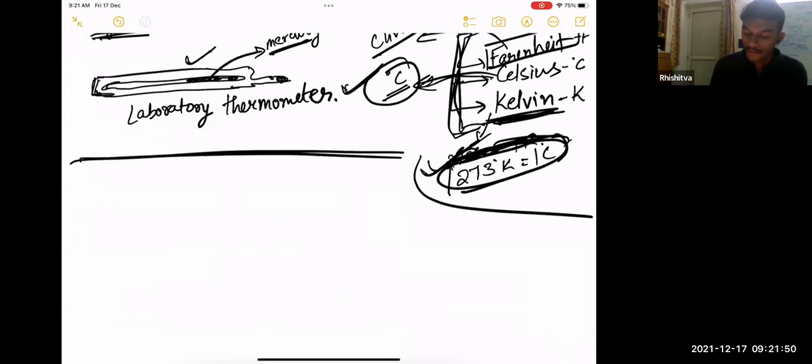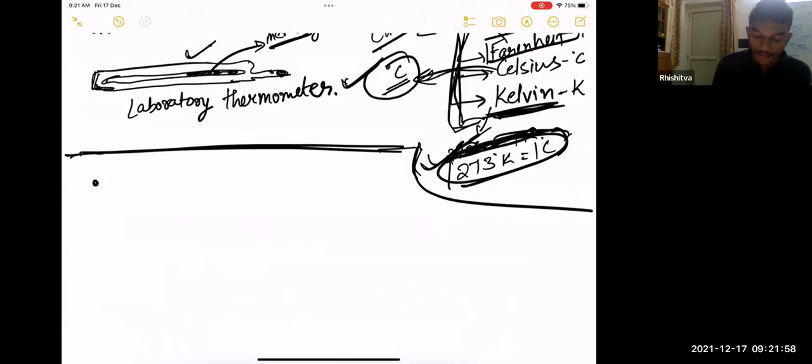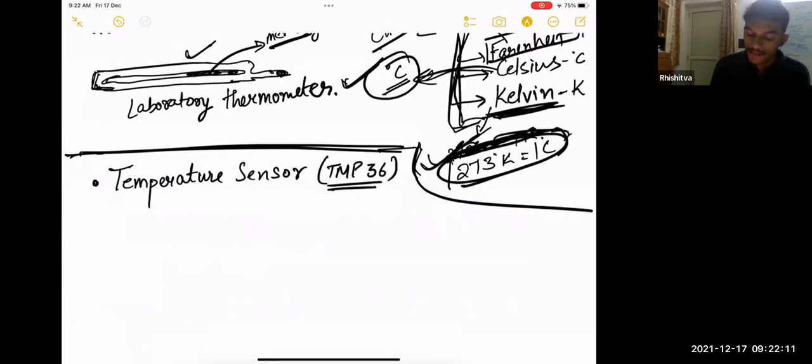So for our today's circuit, there will be a sensor that we will be using. In Tinkercad, it is present. It is a temperature sensor, okay? And the model number is TMP36. This is the model number. So can any student tell me what a temperature sensor is? The name will already suggest, but if you want to give a try, any student?